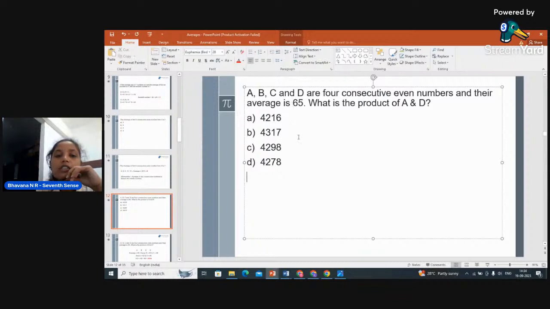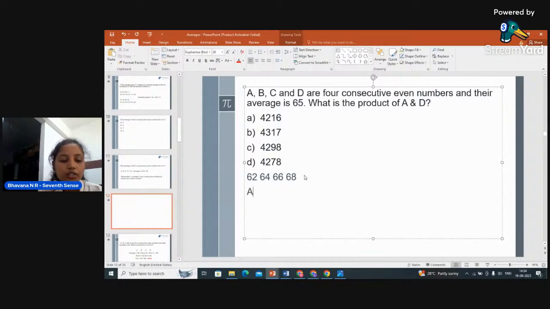So the average of that number is 65. That means, in all even numbers, we can easily write down 62, 64, 66, and 68. So in this, the average number we have to write, as I told previously, is between 64 and 65.